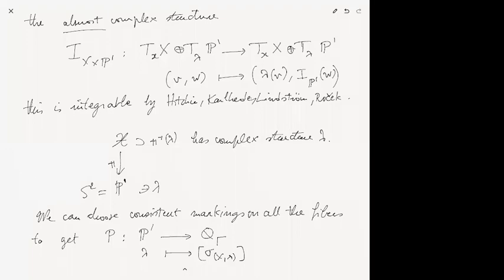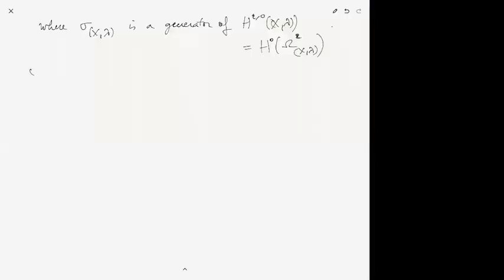Okay, so you get a period map, and then you can look at the image of the P1 under the period map, and then you have a little lemma, which I'm not sure who this is due to. Once you knew that this was a holomorphic family, then probably, I suppose Hitchin, Karlhede, Lindström, and Roček could have done this, right? Or maybe somebody else did it before, I'm not sure. So the lemma says that the image P of P1 is a twistor conic.